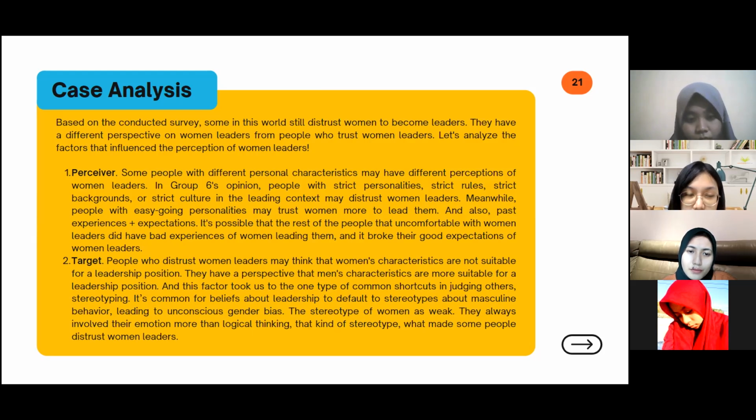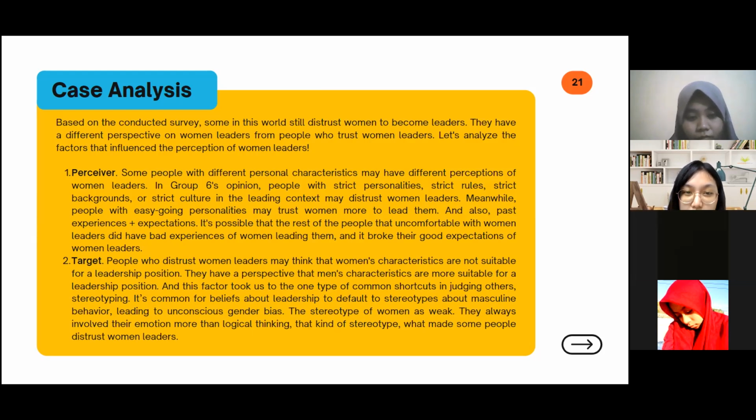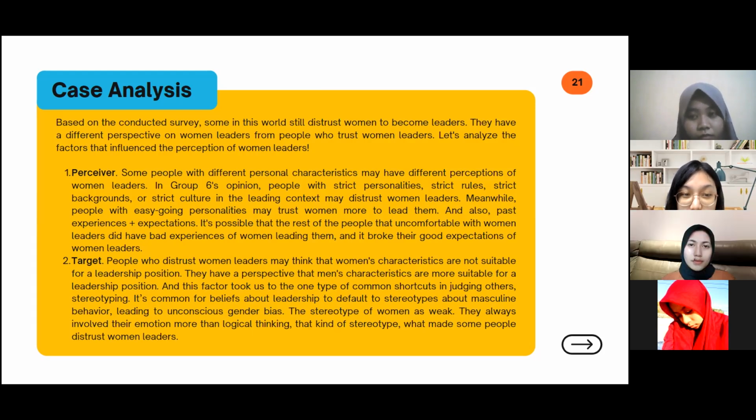And the second one is target. People who distrust women leaders may think that women's characteristics are not suitable for a leadership position. They have a perspective that men's characteristics are more suitable for a leadership position, and this factor took us to one type of common shortcut in judging others. That's called stereotyping. It's common for beliefs about leadership to default to stereotypes about masculine behavior, leading to unconscious gender bias. And the stereotype of women as weak, that they always involve their emotion more than logical thinking, is the kind of stereotype that made some people distrust women leaders.